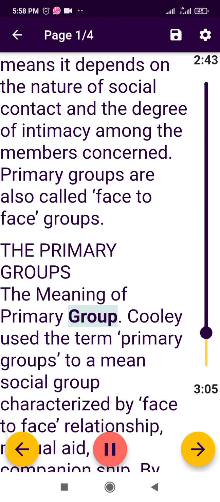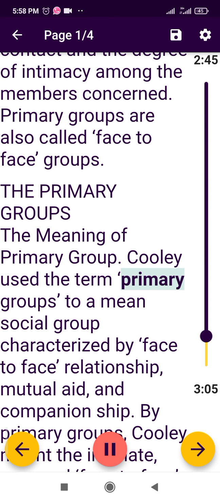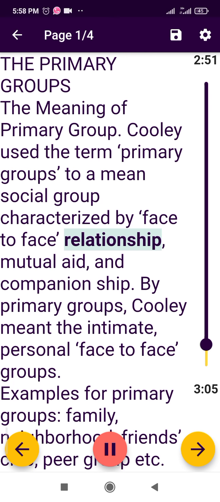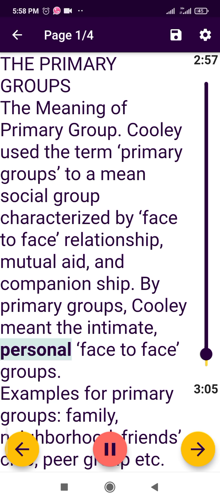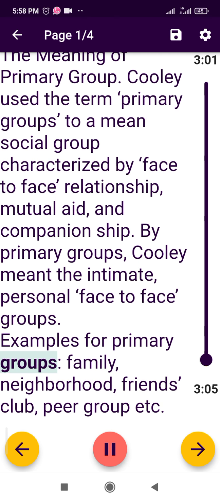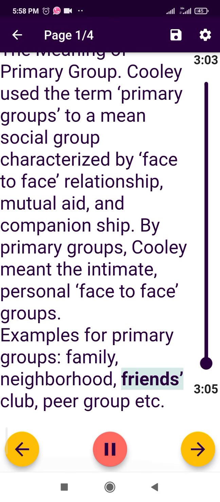The primary groups. The meaning of primary group. Cooley used the term primary groups to mean social groups characterized by face-to-face relationship, mutual aid, and companionship. By primary groups, Cooley meant the intimate, personal, face-to-face groups. Examples of primary groups: family, neighborhood, friends club, peer group etc.